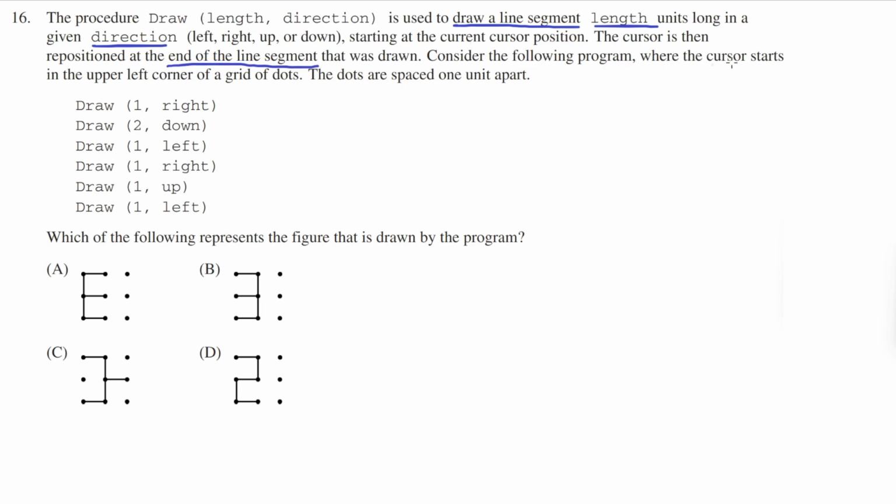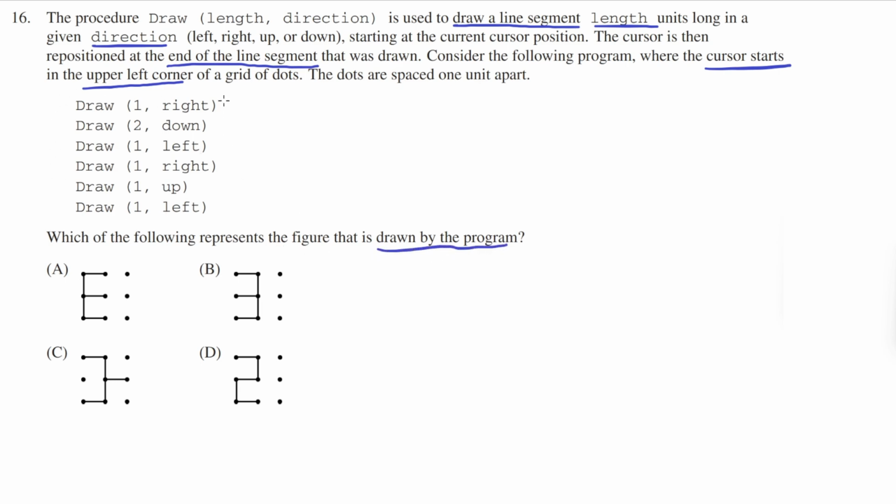Consider the following program where the cursor starts in the upper left corner of a grid of dots. The dots are spaced 1 unit apart. Which of the following represents the figure that is drawn by the program?